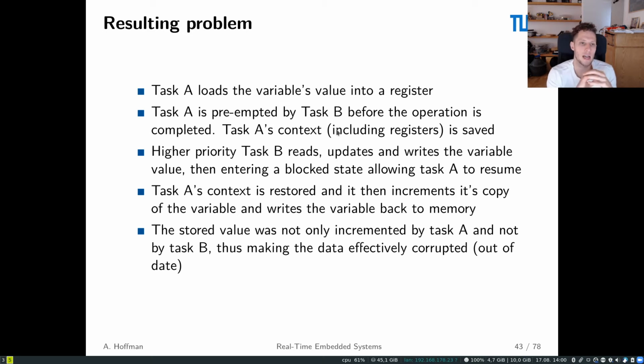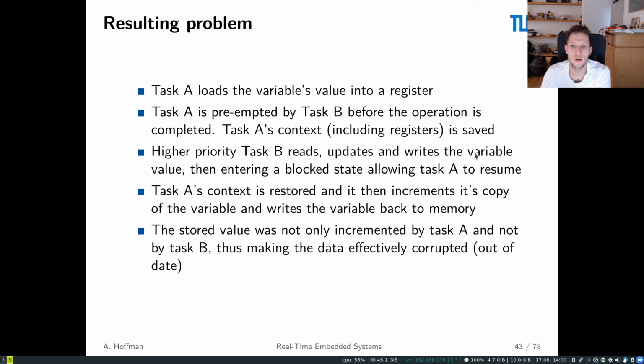So task A's context is saved, including its registers. Where this value has been saved into its registers, this is saved. So task A essentially has the value of the variable in memory from back in time. Task B then reads the variable again from memory into its registers, increments it, and writes it back. So it performs the operation in its entirety and writes it back into memory.